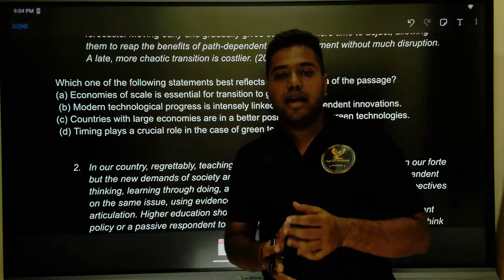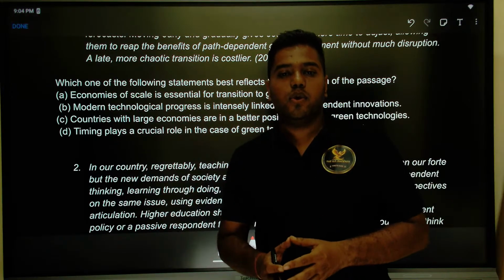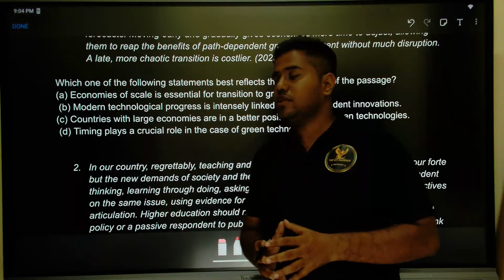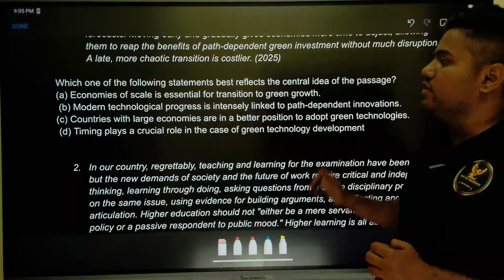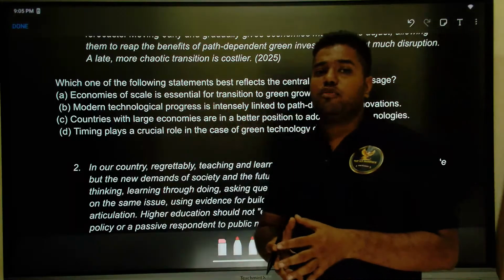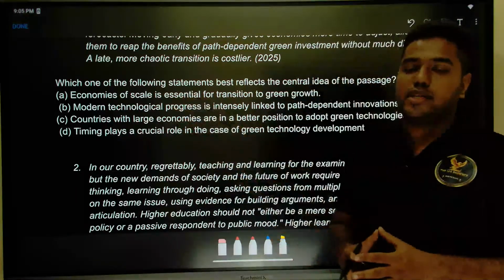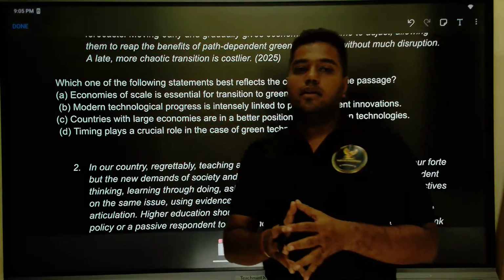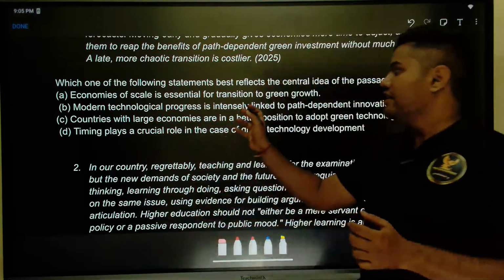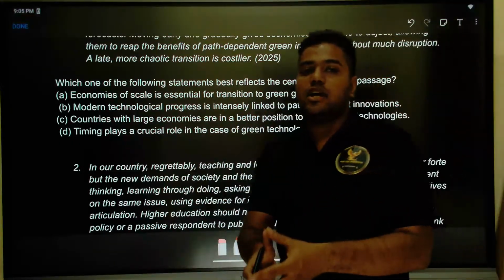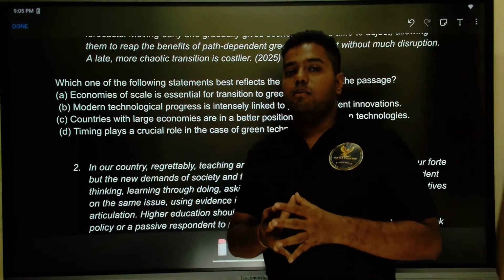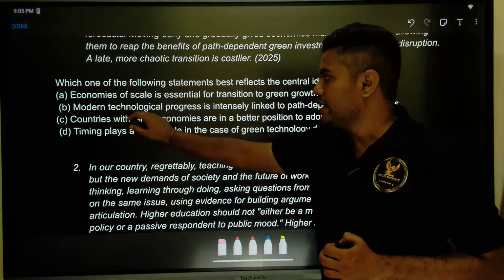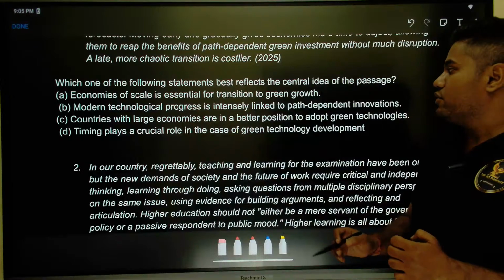Don't you think words like essential, mandatory, inevitable give you a sense of extremeness, right? Focus on these words. Essential for transition to green growth. This essential is more of an extreme sense. So please make a note of this. Then, modern technological progress is intensely linked. What is the verb? What is the adverb? This ly form of adverbs is added extra to the statement to give more emotion. Is it required? Is he focusing on modern technological progress? Only that is the focus of the passage.